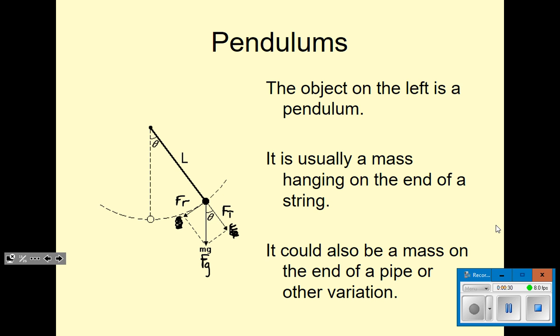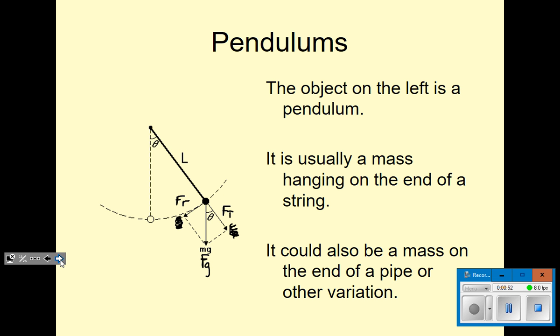So a pendulum is like the object to the left. It is usually a mass, and that mass is called a bob that hangs at the end of a string. It could be some sort of mass at the end of a pipe or end of chains, kind of like the swing set in the playground. That swing is a pendulum, and it just literally has plastic attached to the end of chains.